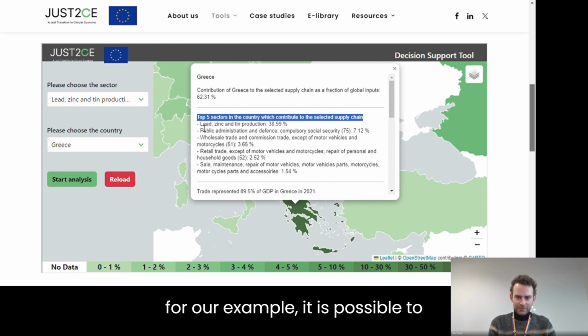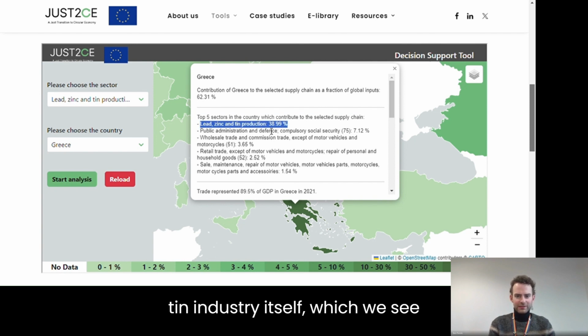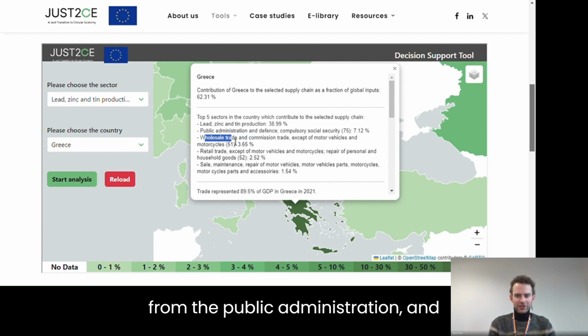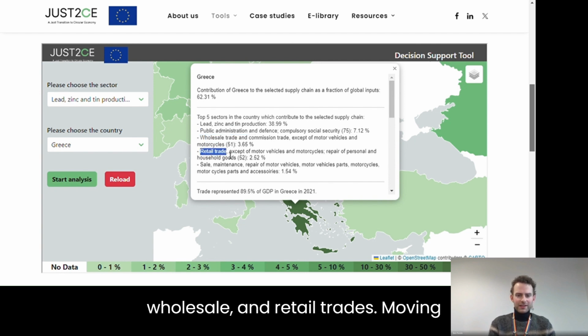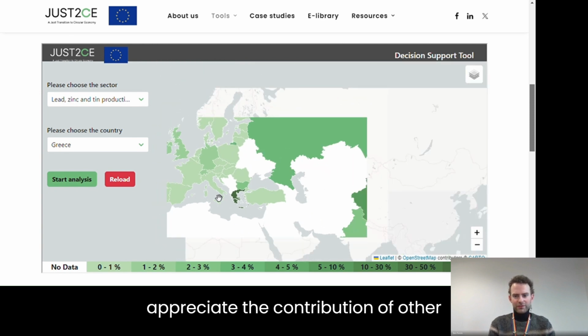Therefore, for our example, it is possible to estimate the input coming from semi-finished goods from the lead, zinc, and tin industry itself, which we see represent nearly 40% of all inputs. We also see significant inputs coming from the public administration and wholesale and retail trades. Moving the pointer around the map, we can appreciate the contribution of other countries.